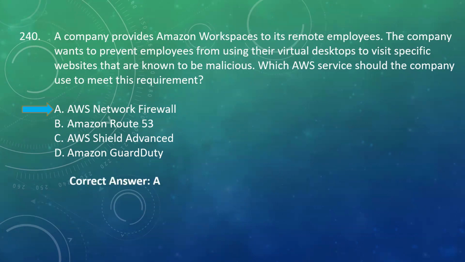AWS Network Firewall is a managed firewall service that allows you to filter and inspect traffic based on the rules you define. By using AWS Network Firewall, the company can set up rules to block access to specific malicious websites, providing an additional layer of security for the Amazon WorkSpaces environment.